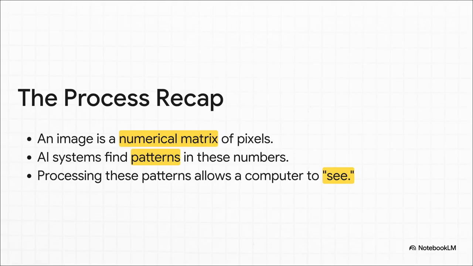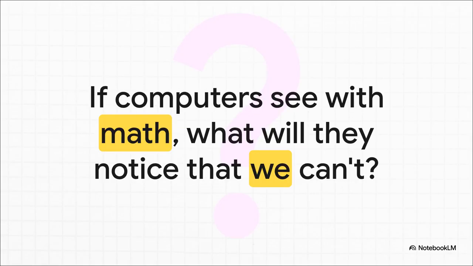First, any image gets broken down into a numerical matrix of pixels. Simple enough. Second, powerful AI systems, especially those deep learning models, are trained on millions of these number grids to find patterns. And third, by recognizing and processing those numerical patterns, the computer is, for all intents and purposes, able to see. And that leaves us with a pretty mind-bending question to think about.